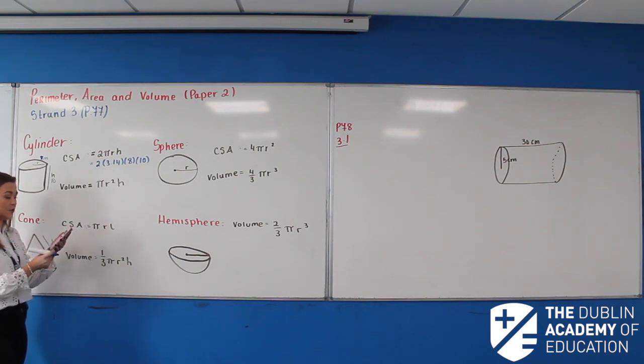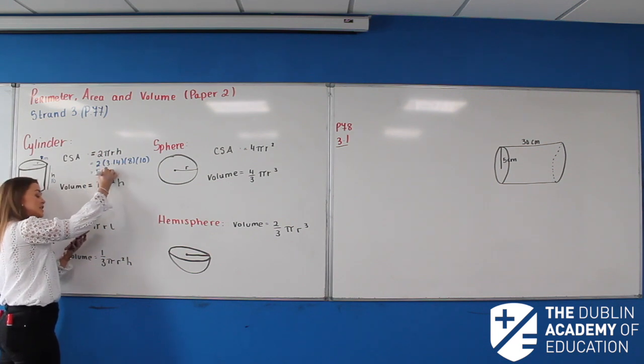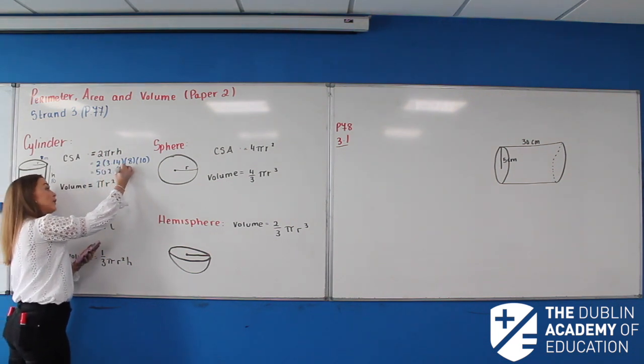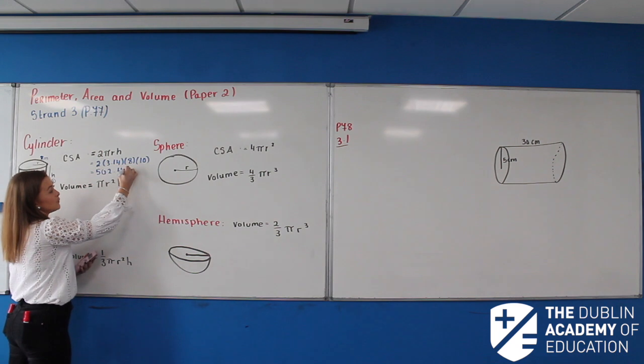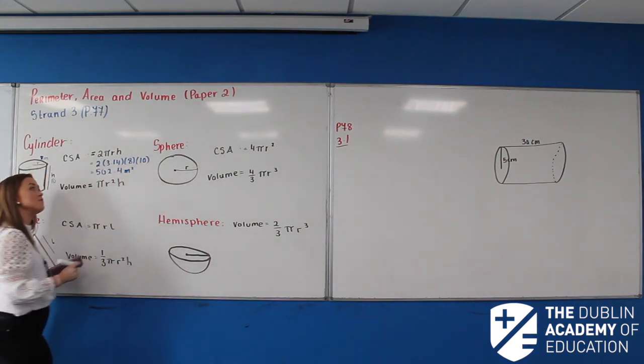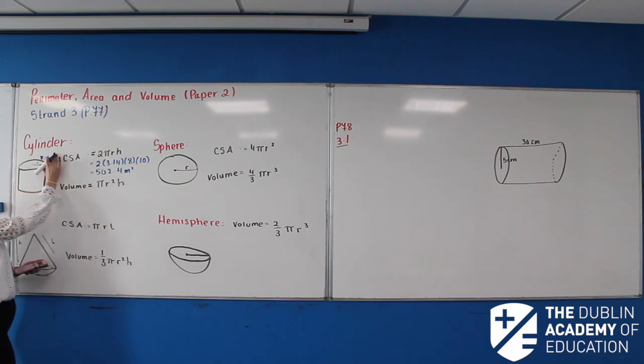Times 80, because I missed one. So here, in my calculator, I'm going to change it to decimal form. What I should get out is 502.4. Now, it's curved surface area there, so my units is meters, and because it's area, it's going to be meters squared. Now, onto my volume here for my cylinder.